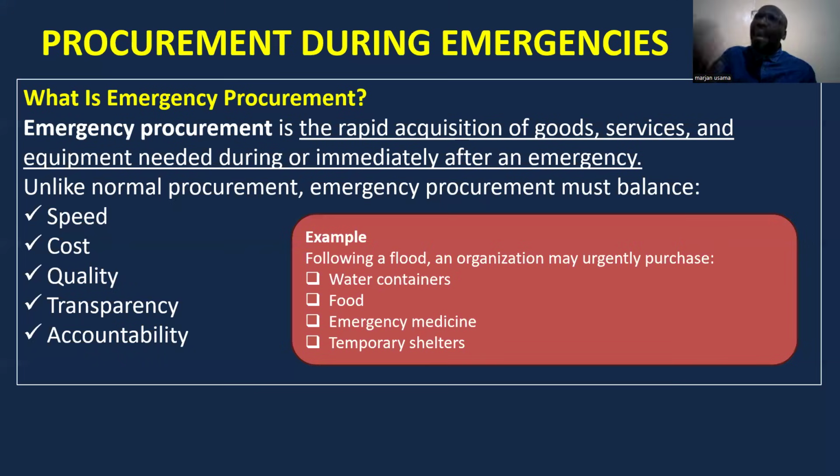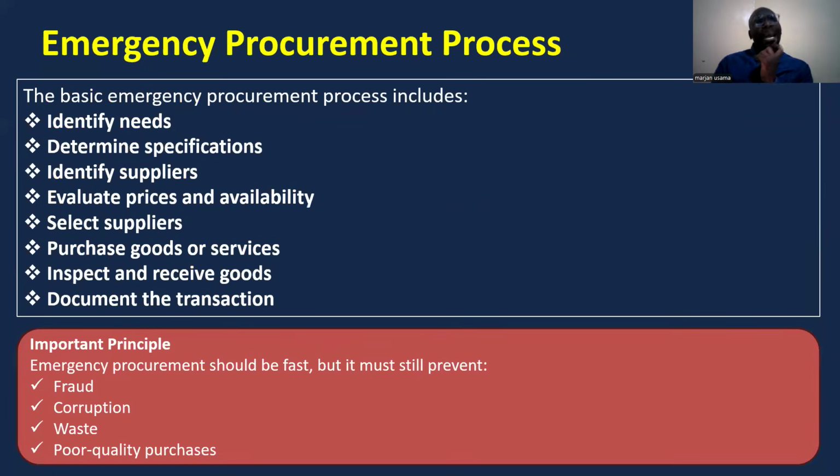So the manager or the people who are working during the disaster need to be accountable for each and every dollar that they have been given. Now, emergency procurement process. So what is involved in the emergency procurement process? Number one, identify needs.